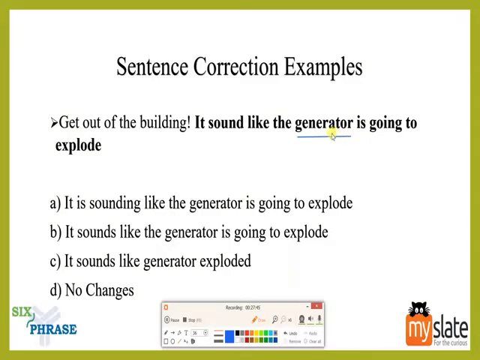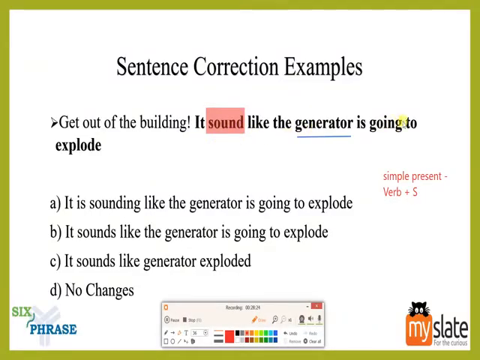When it is singular, what do we know? We know that in simple present, the verb should be added with s, right? So what is the verb here? This is our verb: sound. So just add s to it. It sounds like the generator is going to explode.